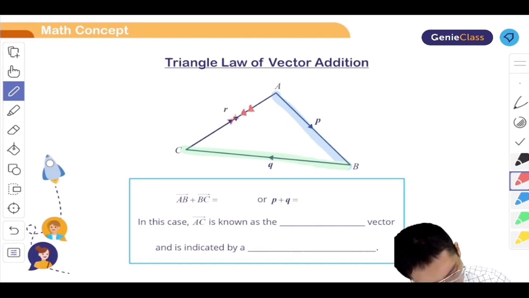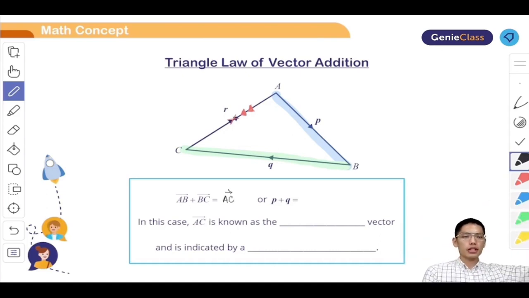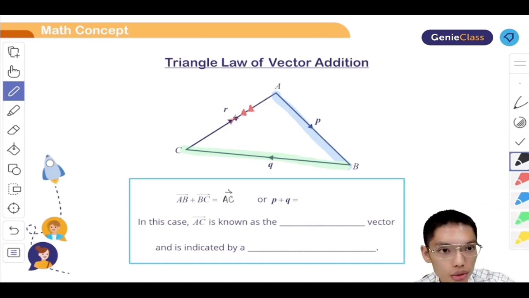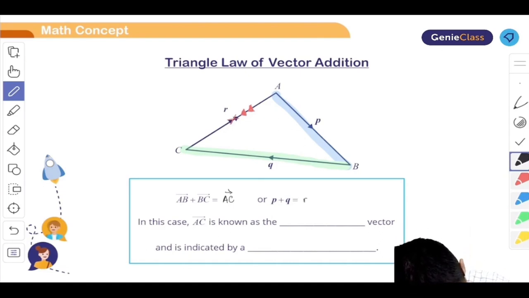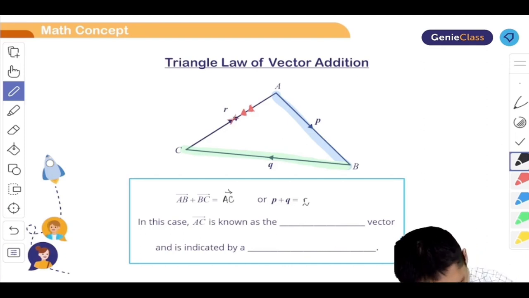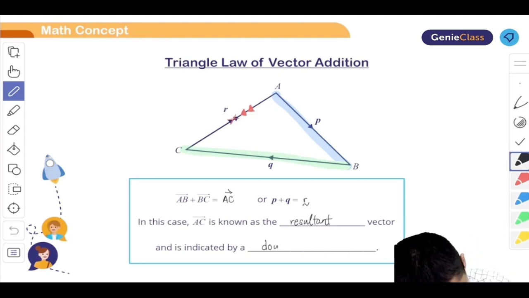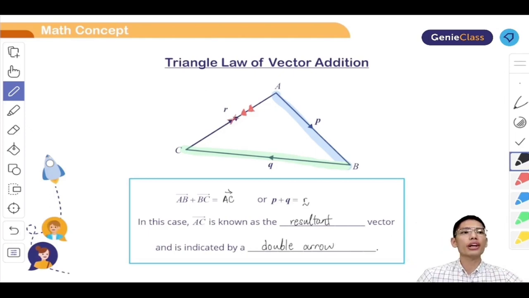Alright guys, AC. That's the notion P plus Q, or P plus Q in this case is going to be R. Okay, R over here. In this case, AC over here, what will it be? We call it our resultant vector. And lastly, usually the resultant vector we use as a double arrow. So again, how do we draw this particular vector in terms of vector addition?